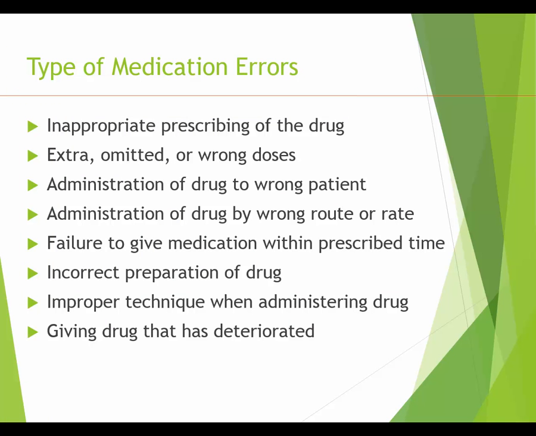Okay. Types of medication errors. Inappropriate prescribing of a drug, meaning something about the communication is wrong or it's a medication that was not right for that patient. Extra doses, omitted doses, wrong doses. If you find out that you have given a wrong dose, you've omitted a dose, or you gave them an extra dose, you need to follow up on that. Just don't ignore it. Okay? You need to follow up on that.